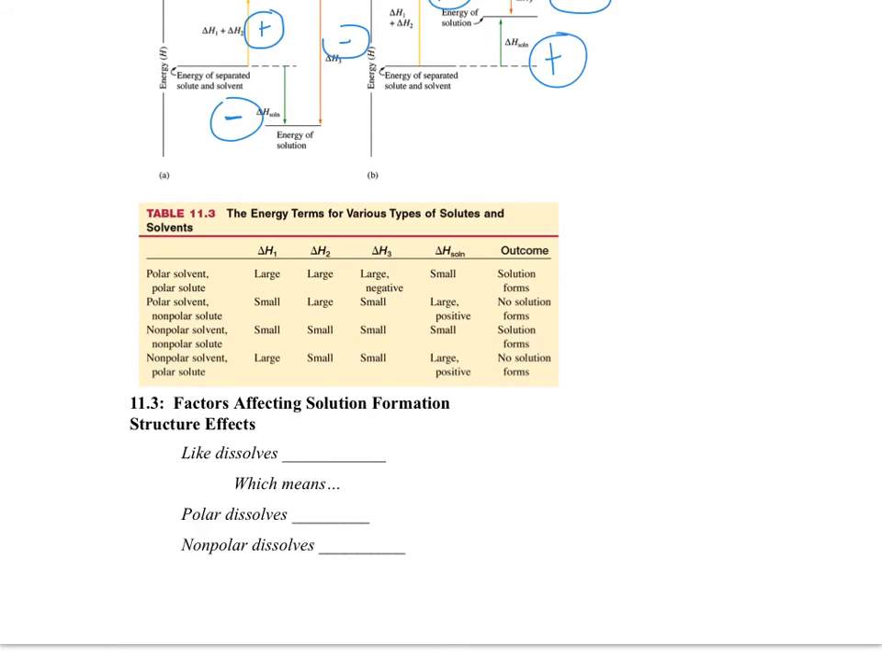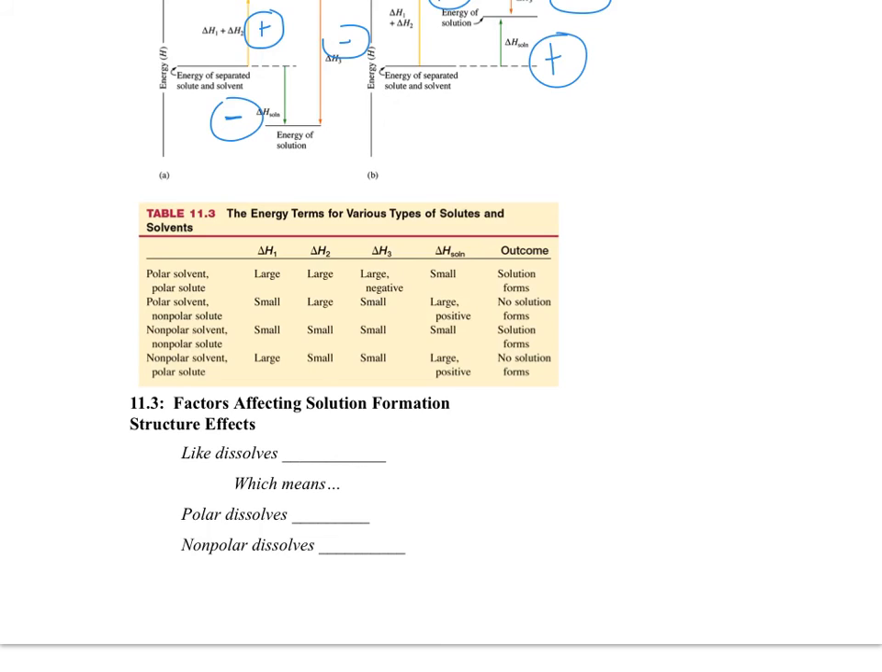To show that, here in Table 11.3, which is also in your book, are some examples of different types of solute and solvent. So here you have a polar solvent and a polar solute. You can see that delta H1 and 2 are both large. Delta H3 is large but negative. So the delta H of your solution is going to be small because all three were large, and the solution forms.